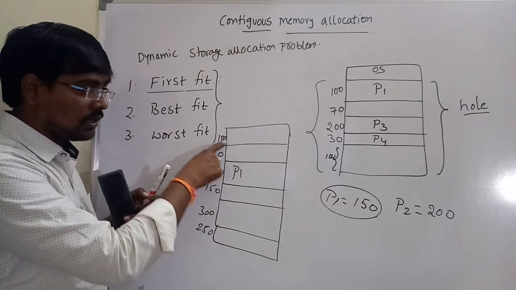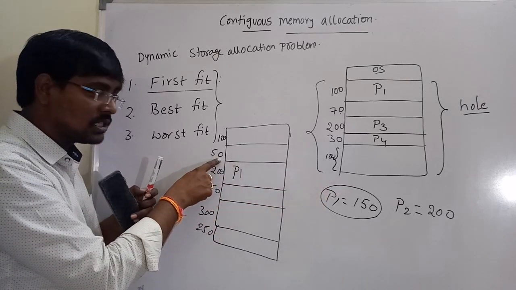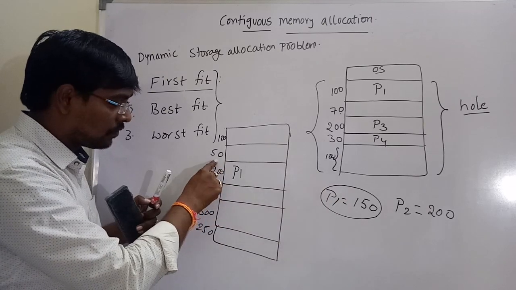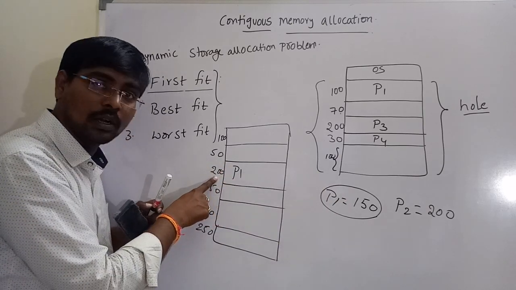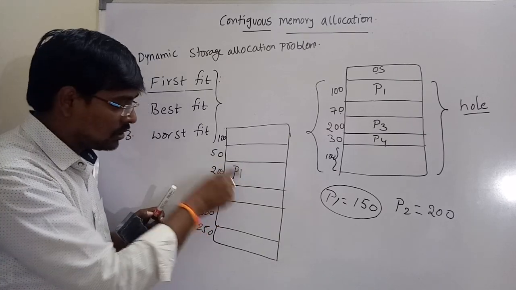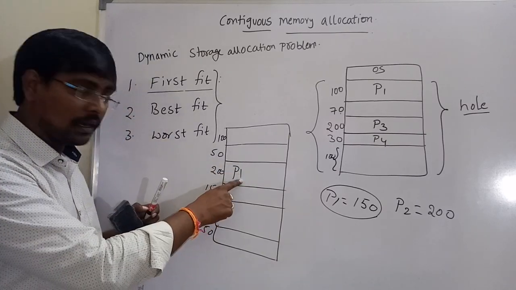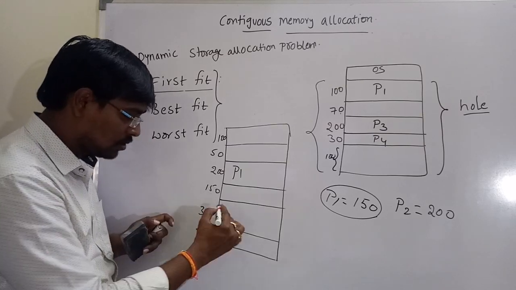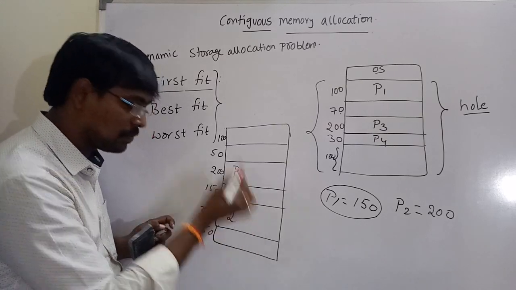The size is 100. It is not sufficient. The free size is 50, not sufficient. Here the size is 200, but it is already allocated. Even though the size is wasted, it is already allocated. 150, not sufficient. 300. So we place process P2.